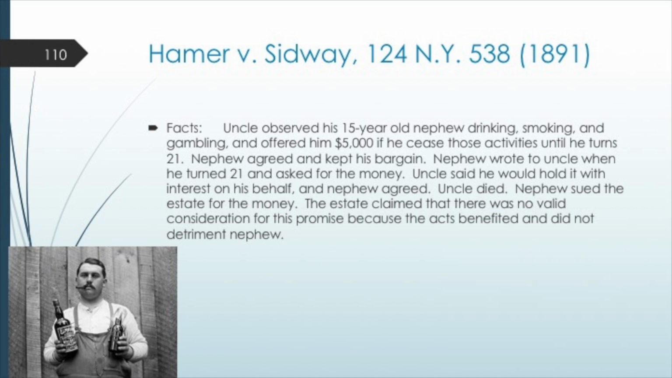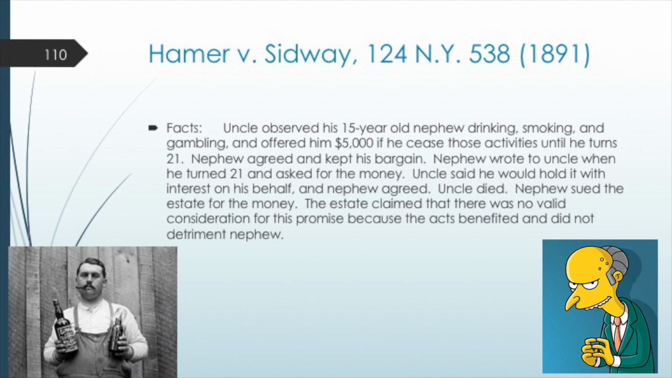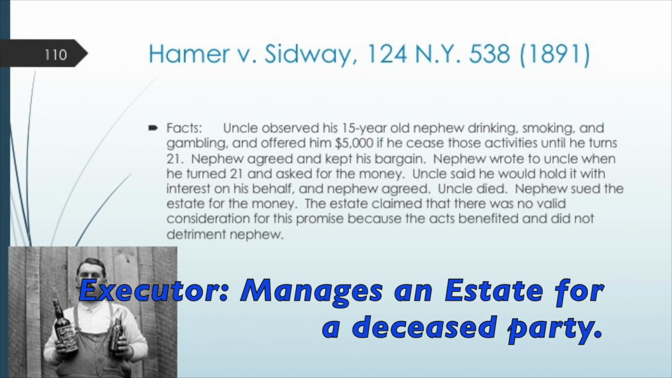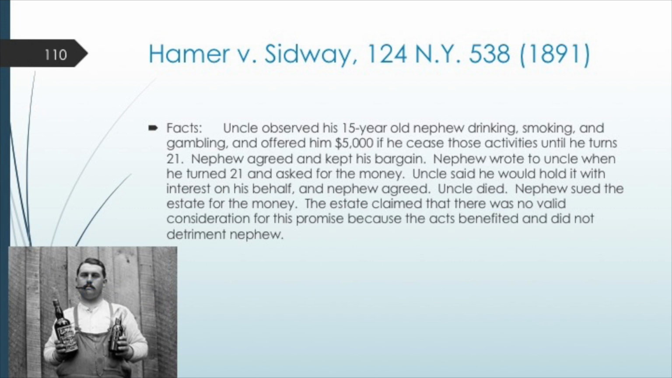Because the uncle died and left behind plenty of money, he had what we call an estate, and he needed somebody to manage that estate. That person was Franklin Sidway. Mr. Sidway's job was to be the executor on the estate of the dead uncle. And that means that he got to decide where the money went. There's of course a will, so money would go to certain individuals, but there was extra money in there that had to be paid to creditors.